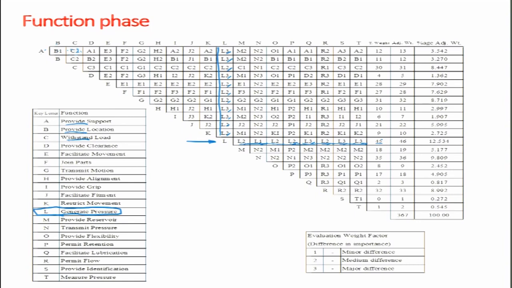Okay. Similarly, we have the weight for all the functions, the total weight, the weight of importance actually. So, evaluation weight factor, this is difference in importance. So, this is the weight for importance, and one of the functions S is provide identification. Customer is not paying for provide identification. We have the stamp of the company on the body of the pump or body of the product. Customer is not paying for that. Customer is paying for the purpose.